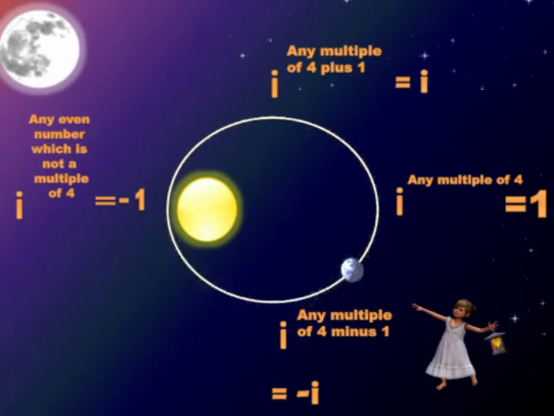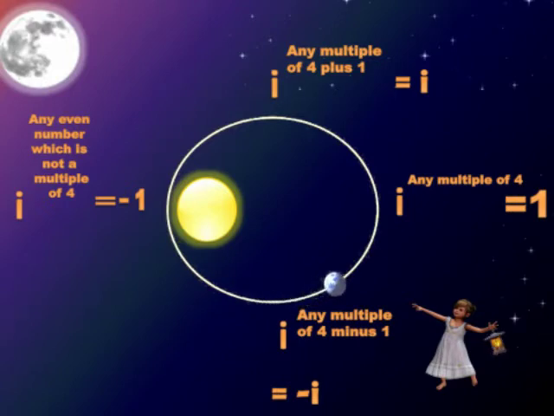i raised to any multiple of 4 plus 1, that is i raised to 5, i raised to 9, i raised to 13, will be equal to i. i raised to any even number which is not a multiple of 4, 2, 6, 10, 14, will be equal to minus 1. Any even number but not a multiple of 4.